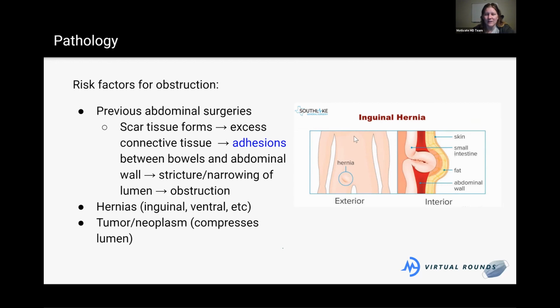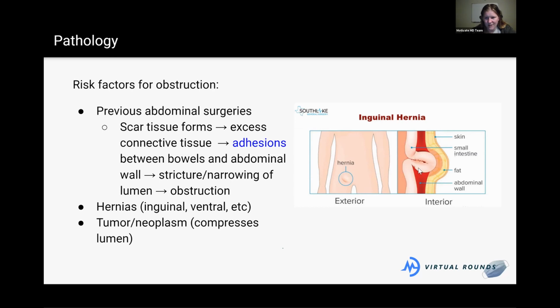A ventral hernia would be right in the midline of the abdomen. You can herniate through prior surgical sites. So if she had an appendectomy, you can get protrusion through the scar from where the appendix was taken out. There are a lot of different places that hernias can be. So just know that any hernia is a risk factor for an obstruction because it's poking through that wall, and so you can have strangulation of the neck.